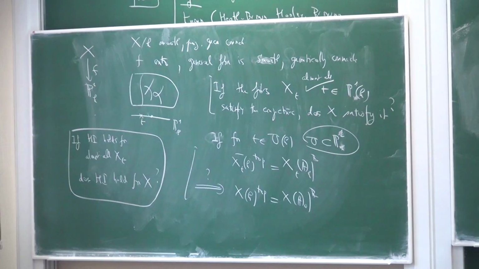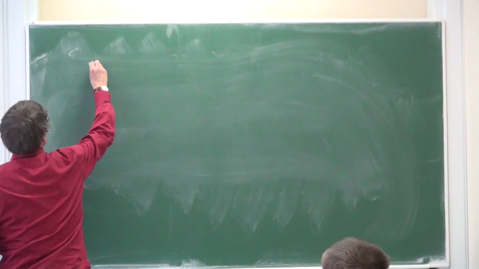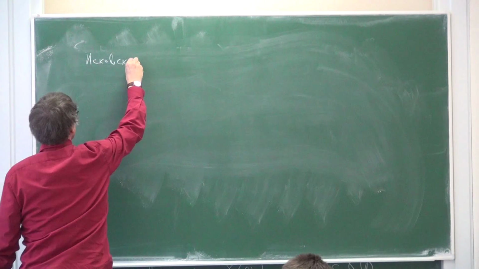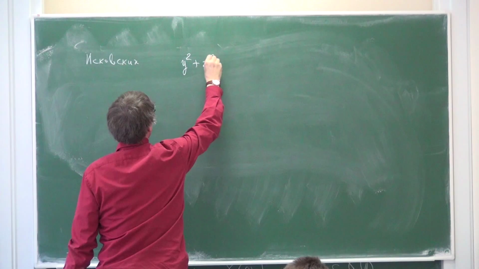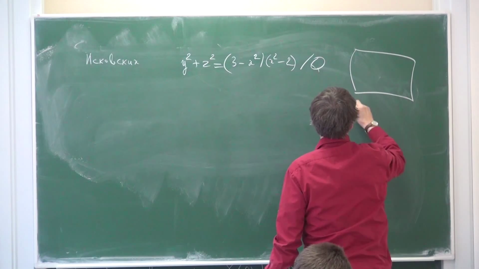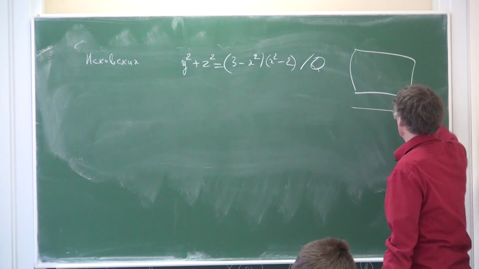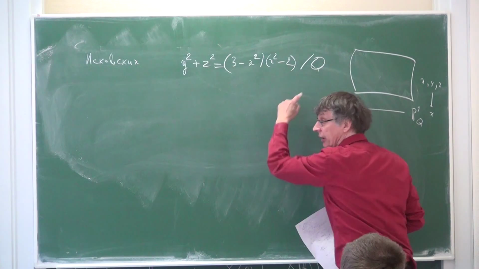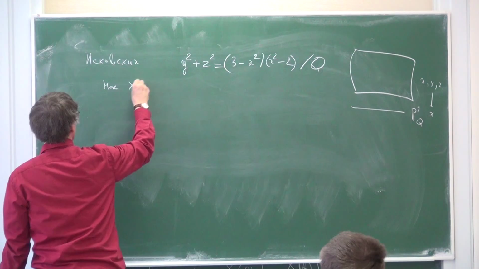starting example, which was proved by Iskovskikh. You look at y squared plus z squared equals (3 minus x squared)(x squared minus 2) over Q. So this is a conic bundle over P1_Q. You can compactify it, by (x, y, z) goes to x. For any given value of x, you get a conic. And the statement is that here X(Q) is empty, but X(A_Q) is not empty.